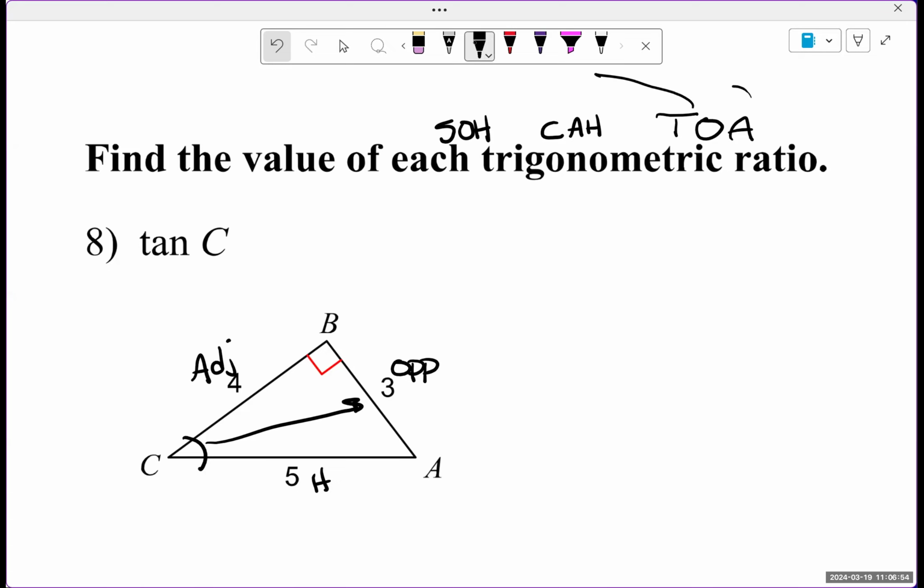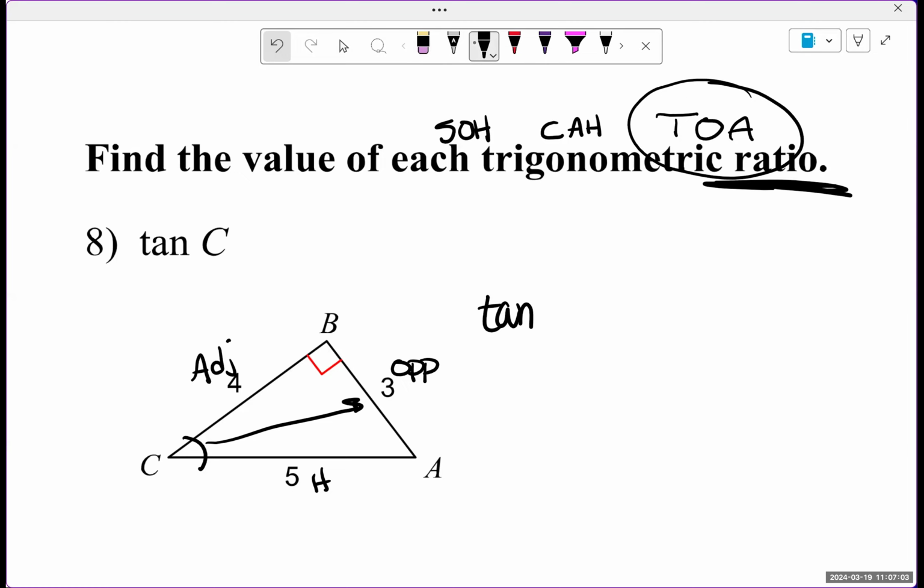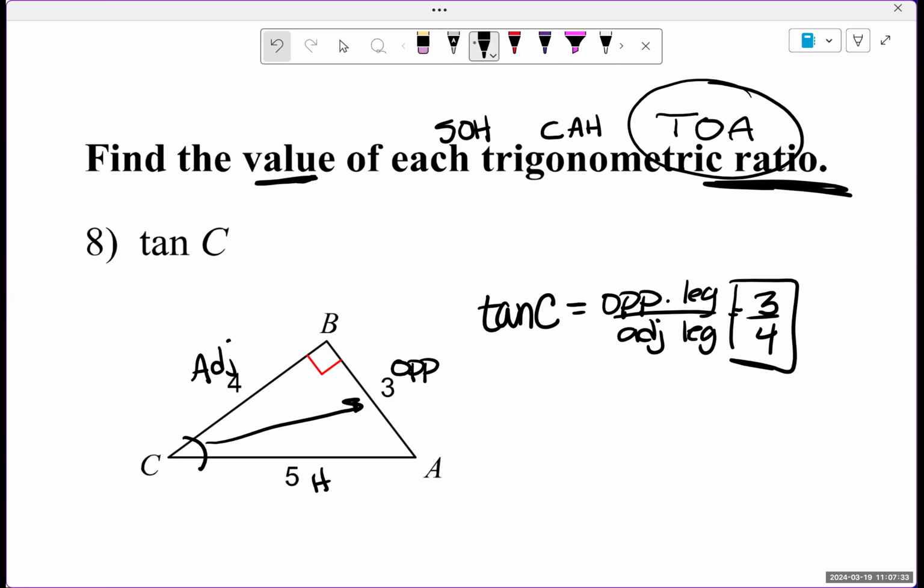Okay, according to SOHCAHTOA, tangent. So it says write the ratio. Now you're going to be very careful. Read the directions. Once I teach you how to solve, you're just going to want to solve everything. But all it says is find the value of the ratio. So tangent of C is opposite leg over adjacent leg, which is 3 over 4. What would you type into a Canvas quiz? 3 over 4. 3/4.